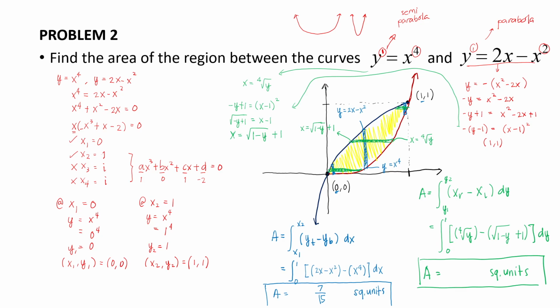Question, sir. What's the reason why you solved for it earlier, below y is equal to 2x minus x squared? Where is this parabola? What's the reason why you converted it to that form? I verified if the parabola is opening downwards, so I converted it into standard form. Standard form of a parabola.